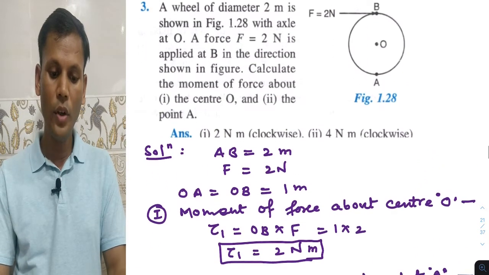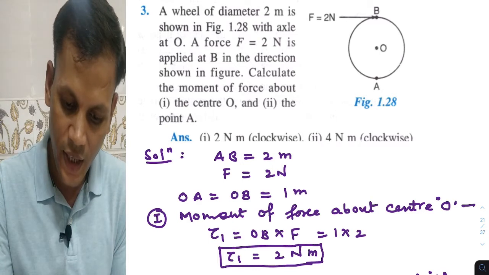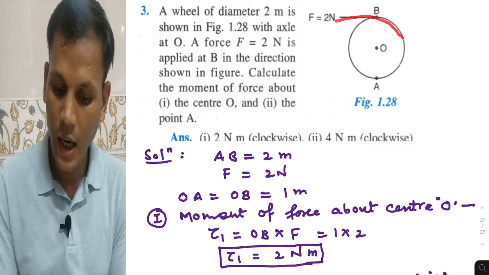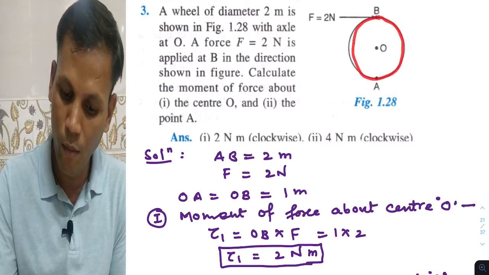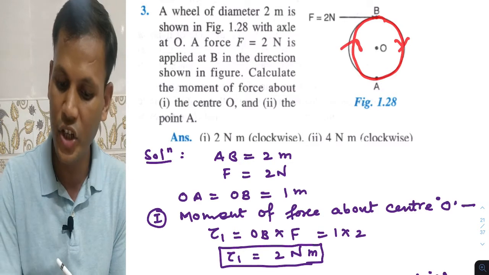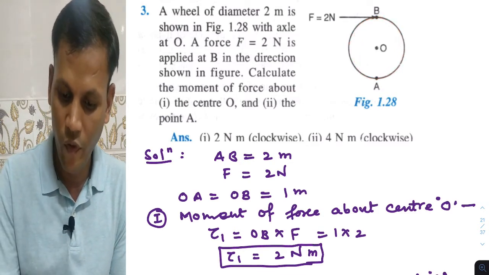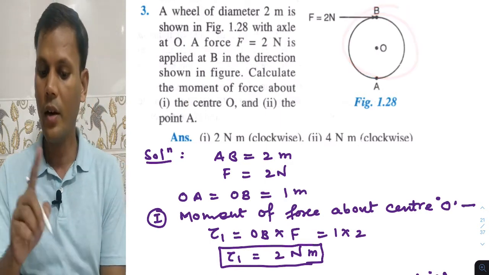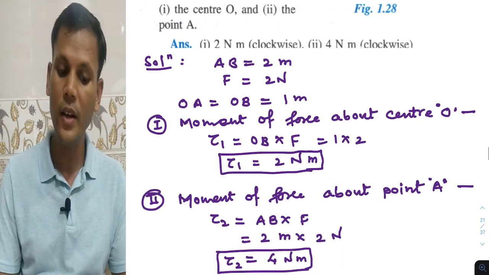Okay, one more thing, direction we have to mention. As you can see, force is applied in this direction and about O it is asking, so definitely it will move like this. So this direction is clockwise. And about A also, the direction of force is this one, so again the direction will be clockwise. So in both the cases we can write the direction will be clockwise.